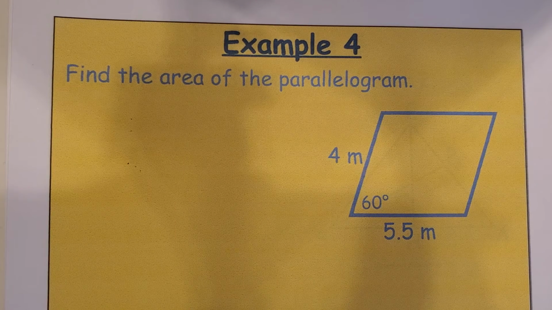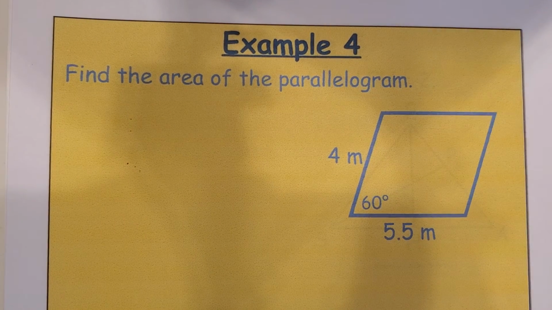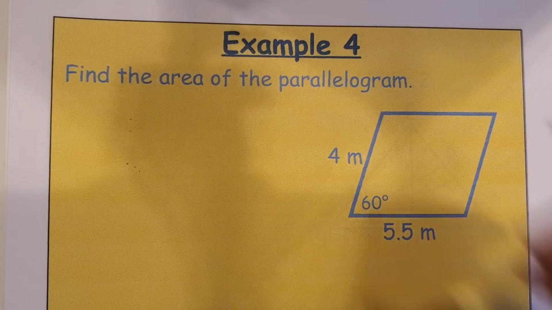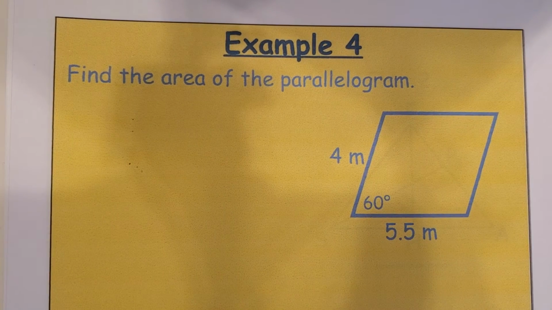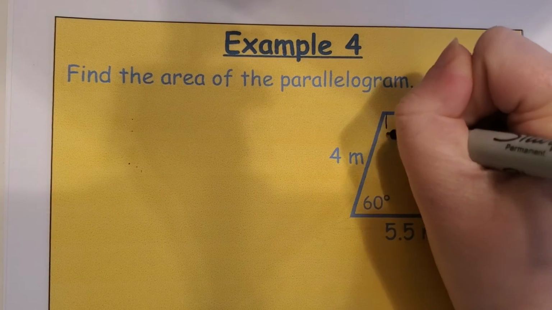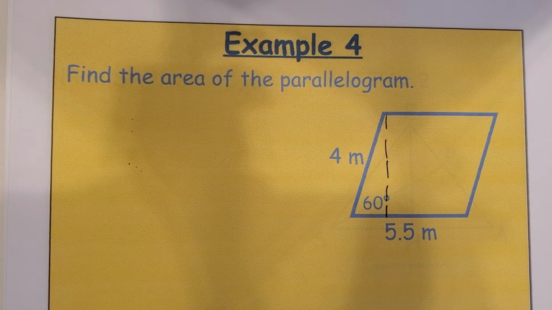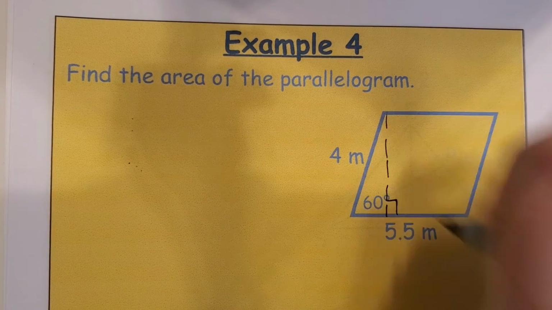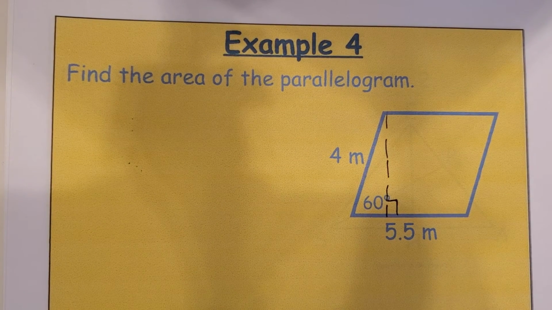So, area of the parallelogram. All right? If you guys remember, the formula for the area of a parallelogram is base times height, same as a rectangle. Okay? So, when we talk about height, it has to be perpendicular. All right? We know 5.5 is going to be our base, but we have to drop our perpendicular height down and do some stuff in order to figure it out. I hope you guys can kind of tell where this is going.